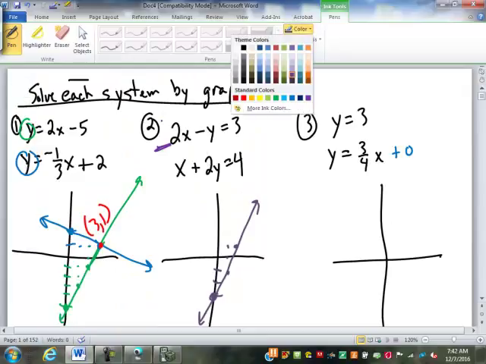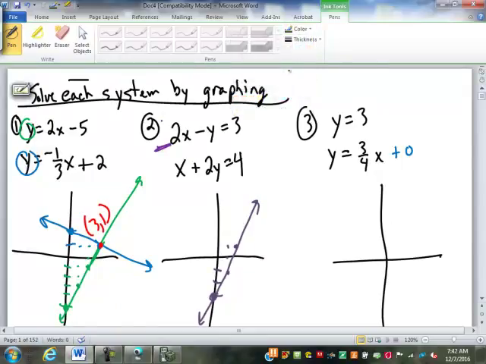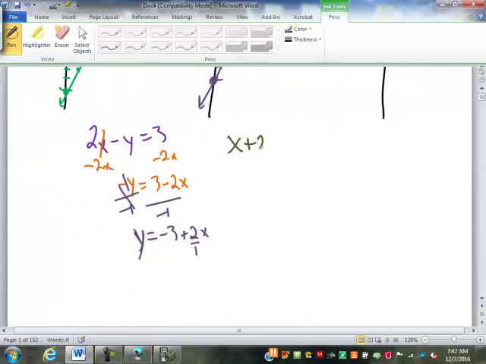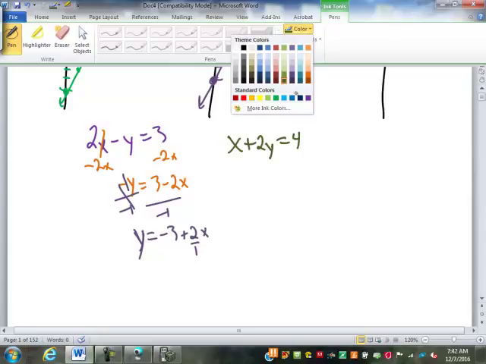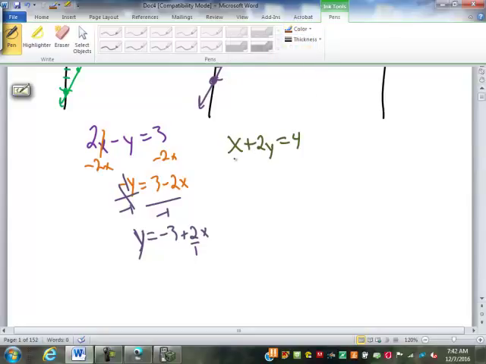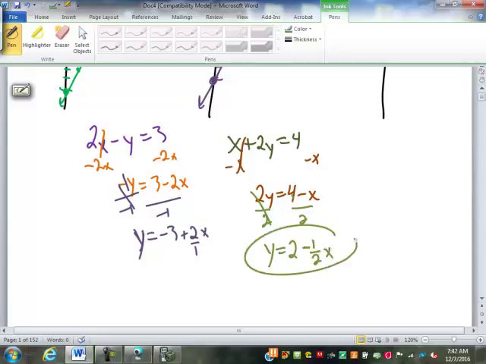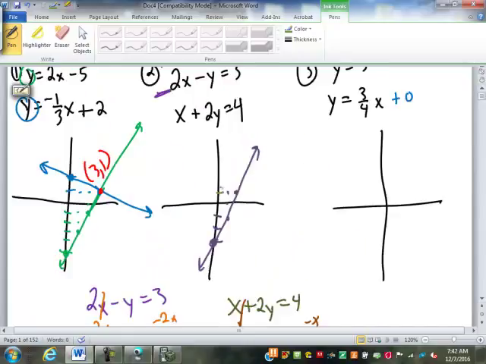So next equation, x plus 2y equals 4. What do I do first? Minus x. So 2y equals 4 minus x, and then divide by the 2. Y equals 4 divided by 2 is 2. Negative x divided by 2 is -1/2 x. Where do I start? 2. And from there I go down 1 over 2.